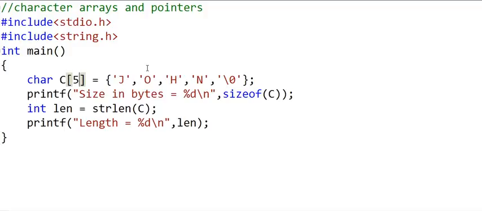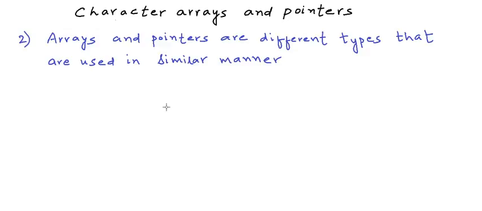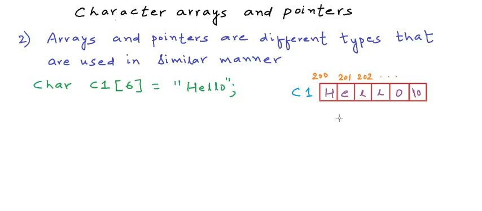The next thing that we need to understand is that arrays and pointers are different types that are used in a similar manner. Now what does it really mean? Let's say we declare a character array C1 of size 6 and initialize it with this string literal, and let's say this is how it gets stored in memory. Array is stored in one contiguous block of memory. So let's say the first character is at address 200. One character is of size 1 byte, so the next character will be at address 201 and the next will be at 202 and so on.